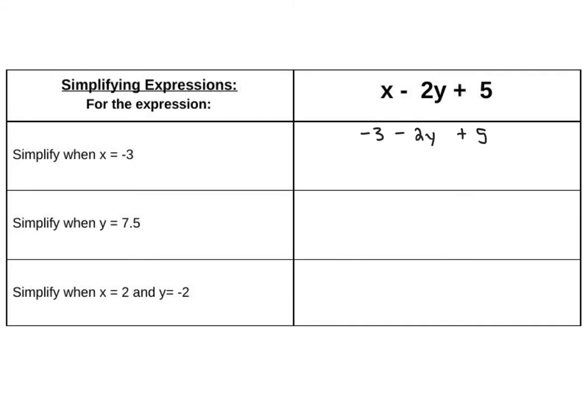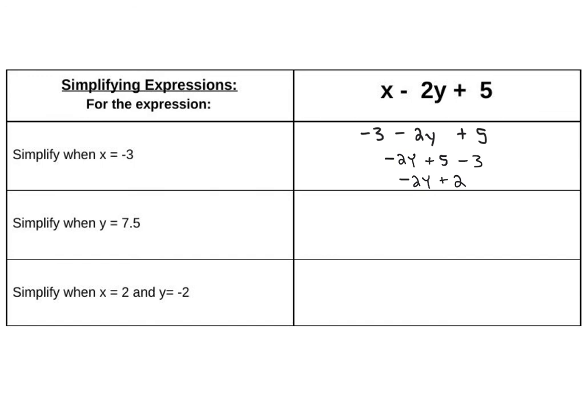I can move this around and say that this is negative 2y. I'm just going to move that negative 3 to the end and say this plus 5 minus 3, and 5 minus 3 is 2. So this simplifies down to negative 2y plus 2.